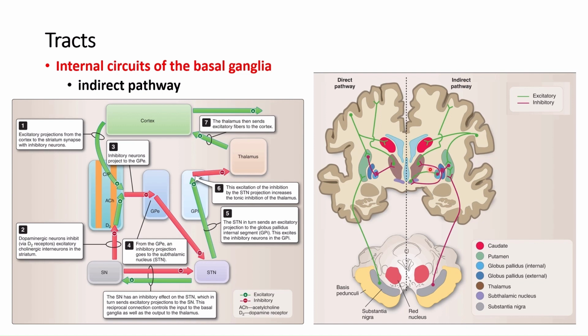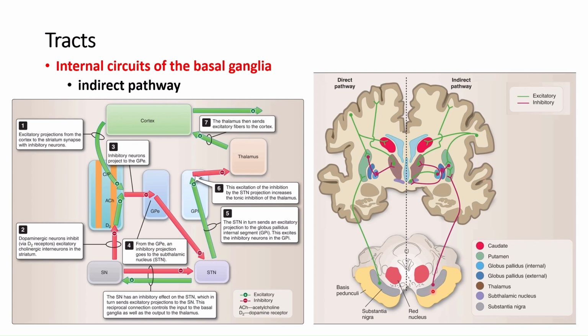So this inhibition actually increased because the excitation coming from the subthalamic nucleus increases the activity of this neuron, and this is an inhibitory neuron. So fewer signals are sent from the basal ganglia to the thalamus. The thalamus usually sends positive signals or excitatory signals to the cortex, but now this is decreased.